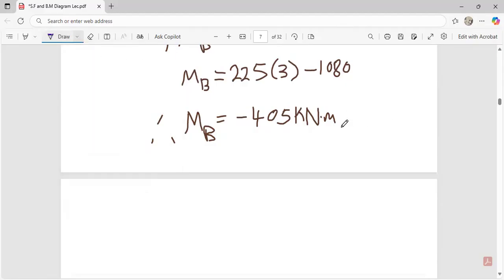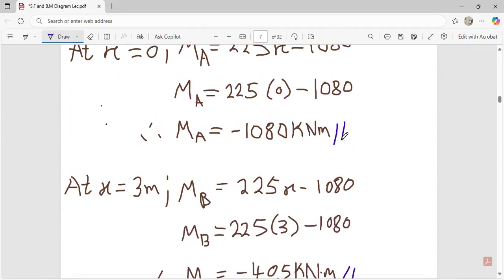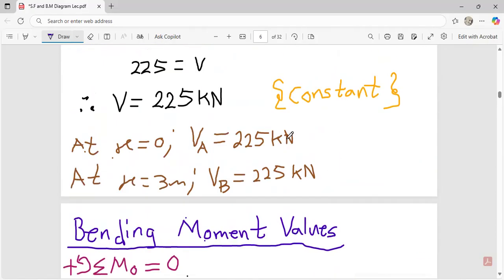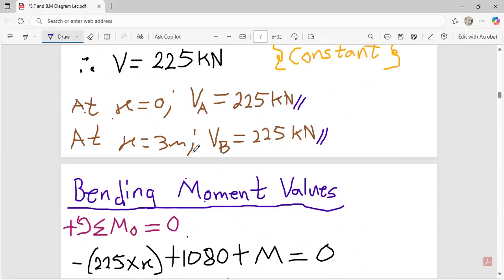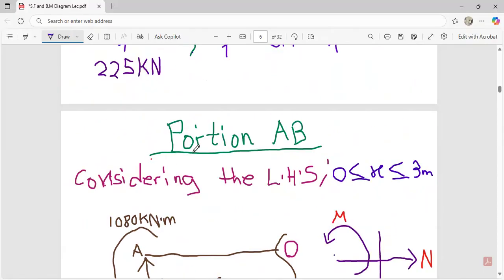Okay. So this is our answer for this. This is also our answer for this. Where is the shear force? This was our answer for this. This was also our answer for this. All right. So we are done with portion AB.